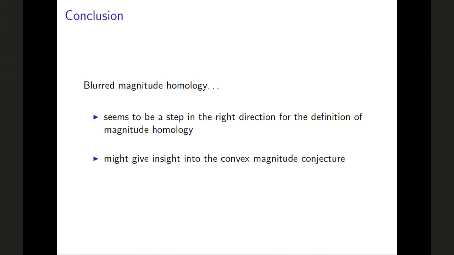And so this would be the end of my talk. There are, of course, many technical details I took out from other slides that I had from other talks. I can try to grab some slides from other talks if somebody would like to see more details about, for example, this last part, how one constructs the blurred magnitude homology and so on.